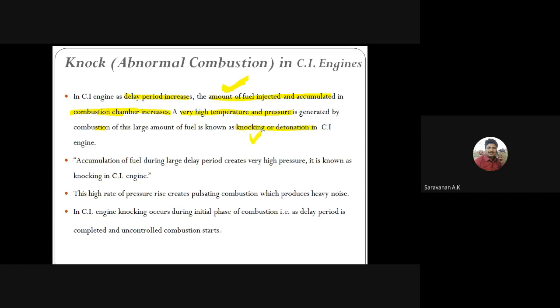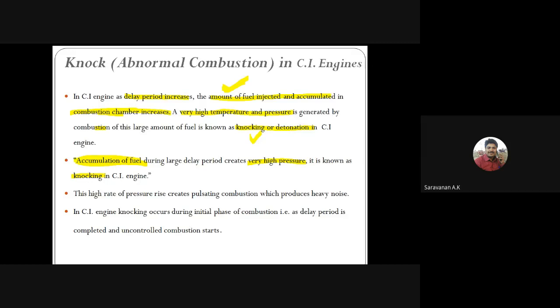So in simple words, how we can explain means, the accumulation of the amount of fuel will be high in the combustion chamber, right? So that will be ignited with high pressure and temperature, which is called the knocking, right? So ரொம்ப சிம்பிளான கொஸ்டின், ரொம்ப சிம்பிளான டேர்ம் தான் இது, ரைட்டா?